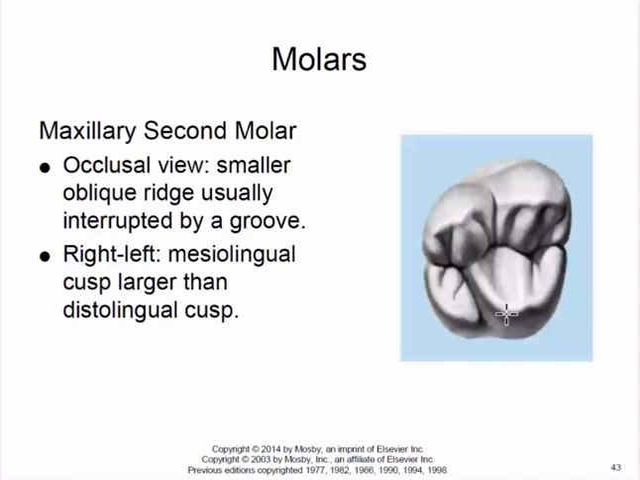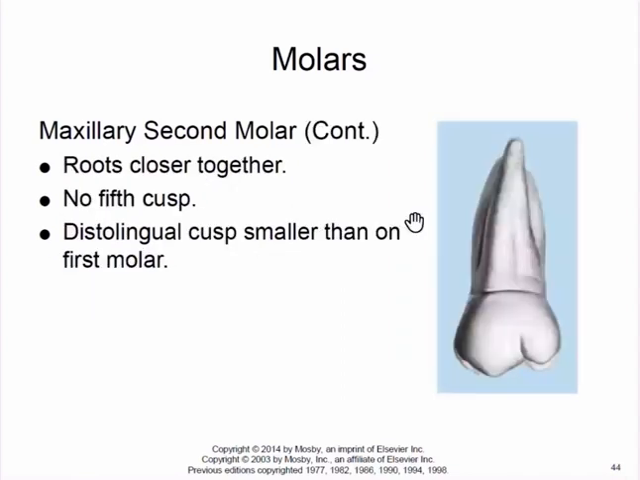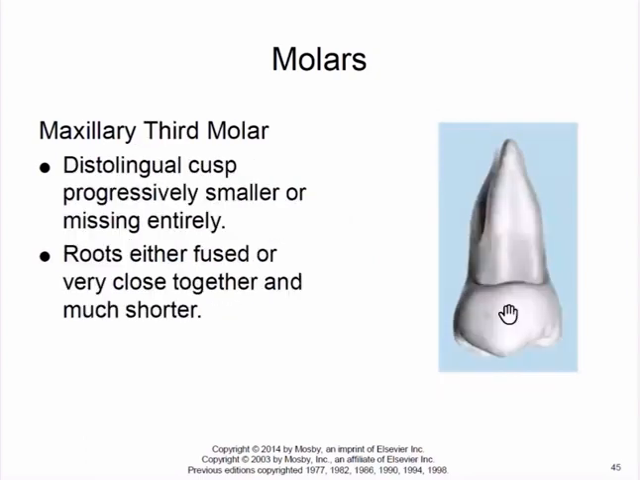Roots are closer, they tend to be more fused, and we don't have a fifth cusp. We have a much larger mesiolingual than distolingual cusp. Third molar, very fused roots. The distolingual cusp seems to be missing. You have here only 3 cusps.